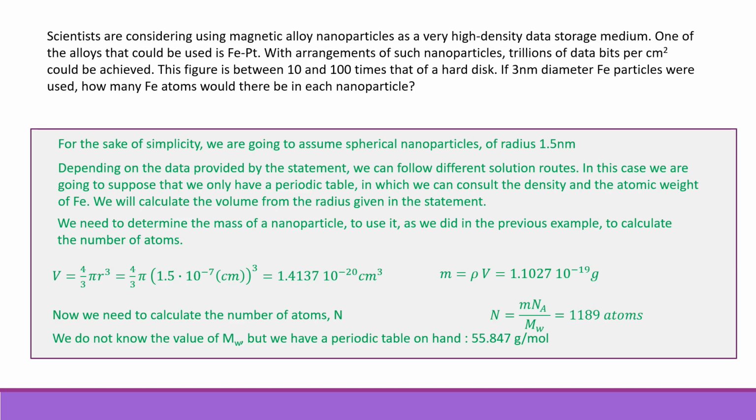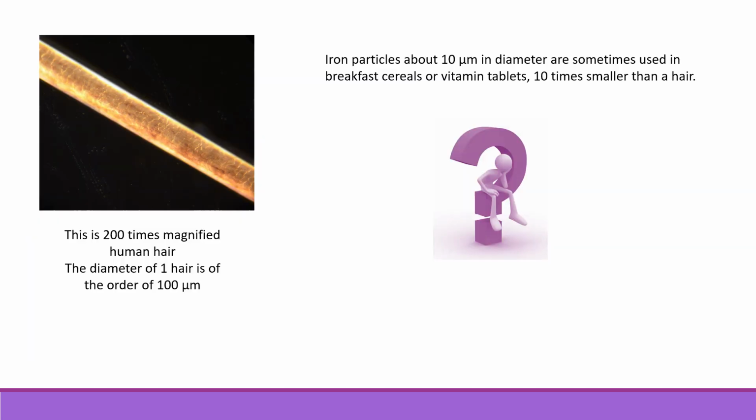And now we need to calculate the number of atoms. Again, we must look for Avogadro's number. It's the same as before. Now we don't know the value of this M, but we have the periodic table on hand, and it is 55.847 grams per mole.